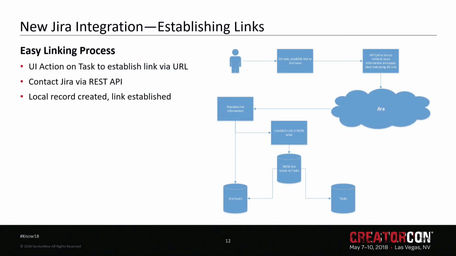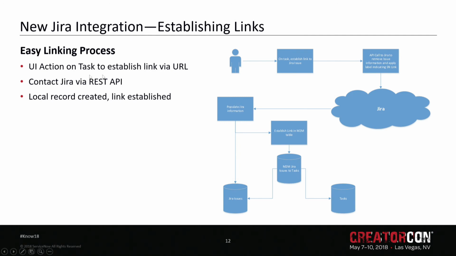So let's talk about how we establish links between ServiceNow and JIRA. I mentioned before we had a UI macro. In this case, I decided to use a UI action. It's much more simple, and also I don't have to use Jelly, which is always fantastic. On any task that you happen to be on, it's just a simple click and you enter the URL to the JIRA issue you'd like to sync to, and then that's when we create the local record in ServiceNow. We do an API call during that so that we can store all the information we need about that JIRA issue.